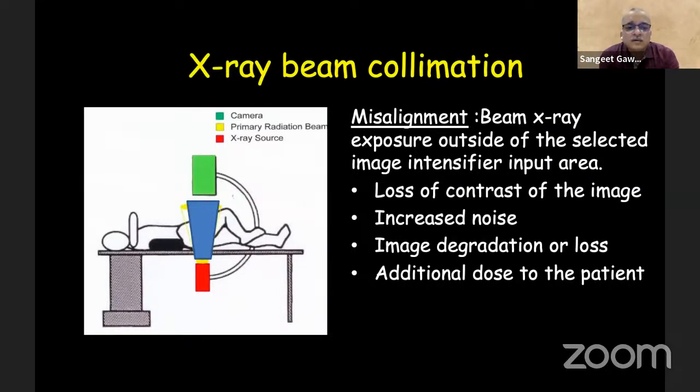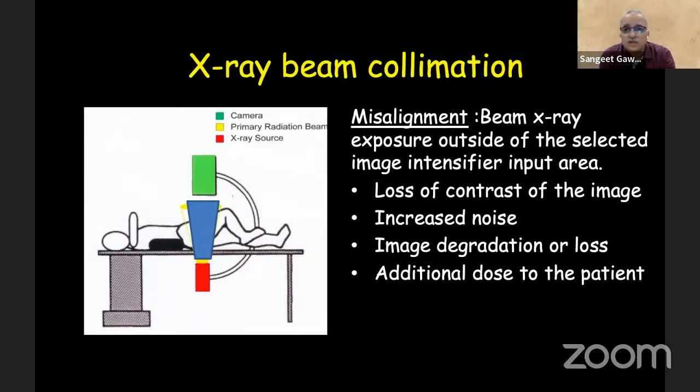Collimation, that is the alignment of the X-ray source and the intensifier, has to be proportional. Usually what happens is, when you get irritated, when you are frustrated, when you are finding it difficult to get a good reduction, you try to move the C-arm and it hits the OT table.